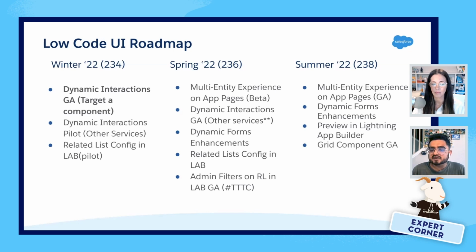So Summer 22 is building upon the progress that we made in 2.6. We'll be GAing multi-entity experiences on app pages, more dynamic forms and Lightning App Builder enhancements to be shipped as part of Summer 22. And we'll be GAing something called a grid component, which will provide admins the capability to dynamically lay out different fields and components on the page, which can allow you to configure multiple columns of variable width on a page.